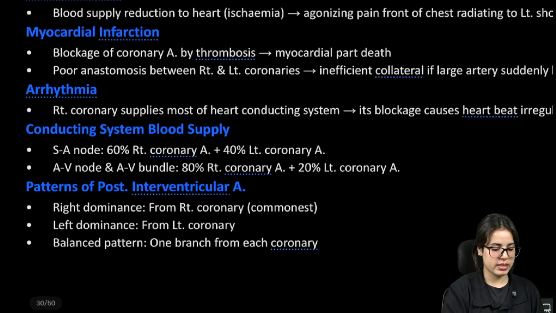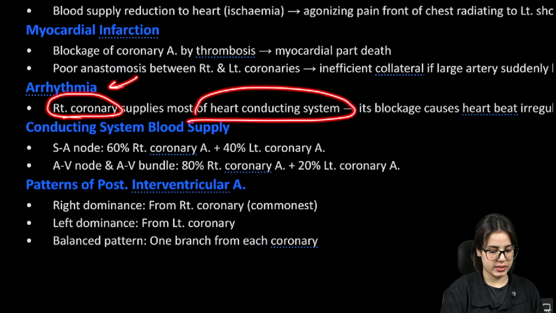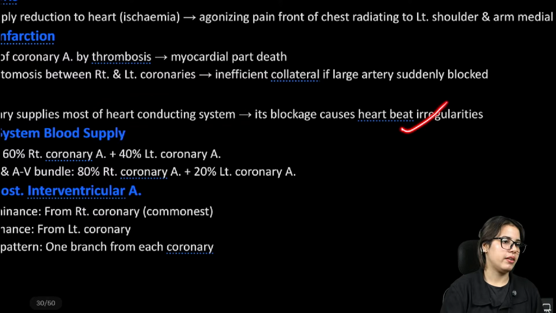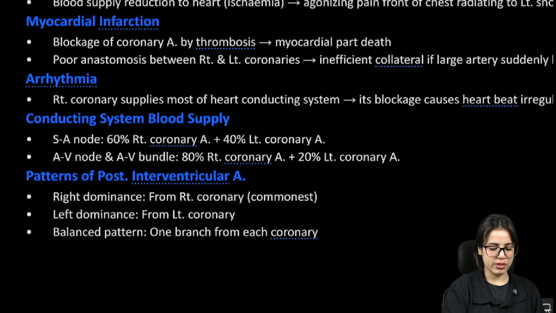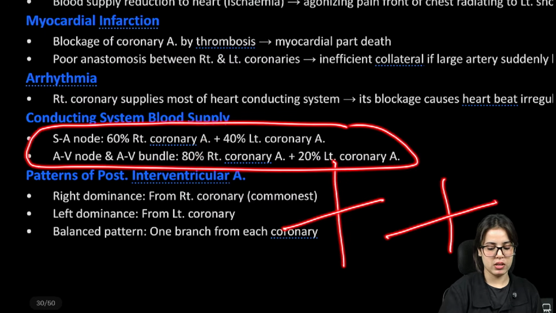Arrhythmia, we've done this, so the SA node thing, that if there's some obstruction in the SA node supply of the RCA, it causes arrhythmias. So the right coronary artery supplies most part of the heart conducting system. Its blockage causes heartbeat irregularities. We've done this too. So the conducting system can be hindered if you touch one of these arteries that provide to the SA node and AV node. This is just the table that we understood.